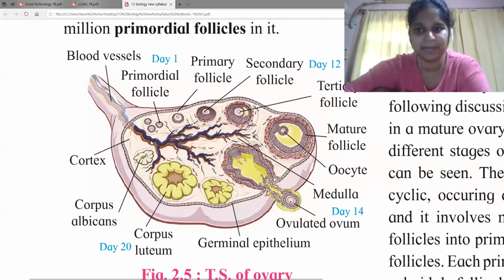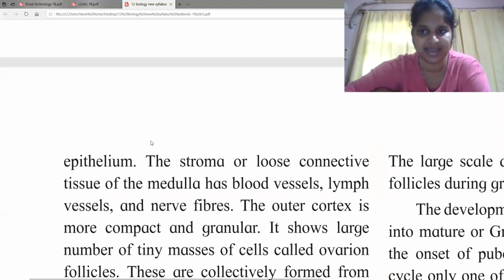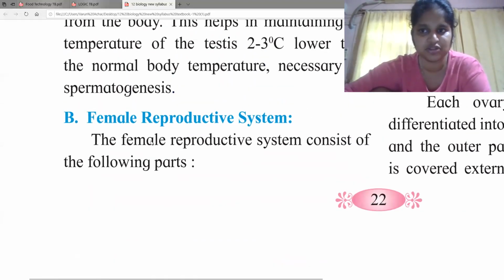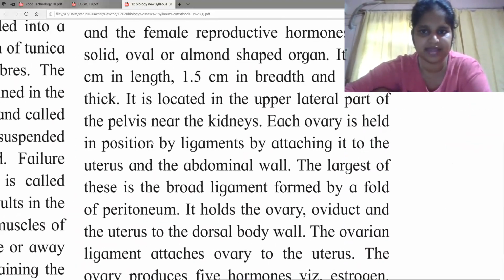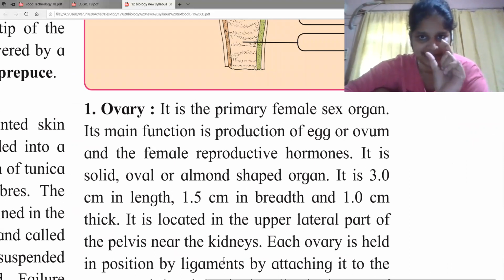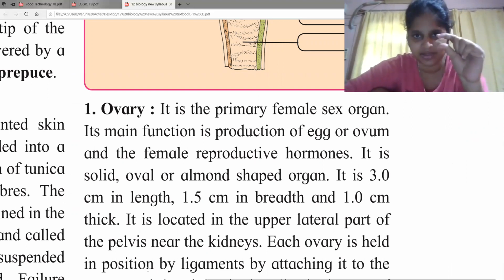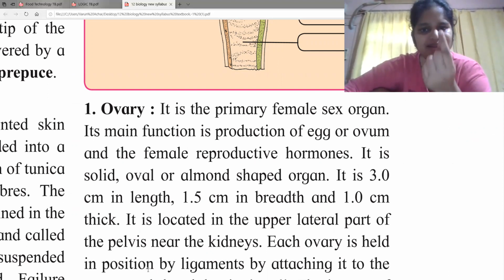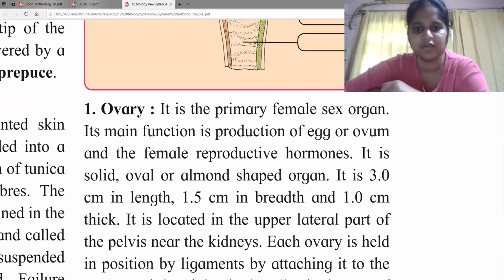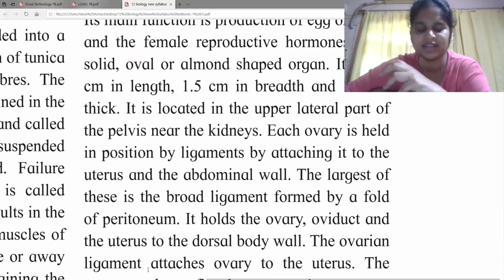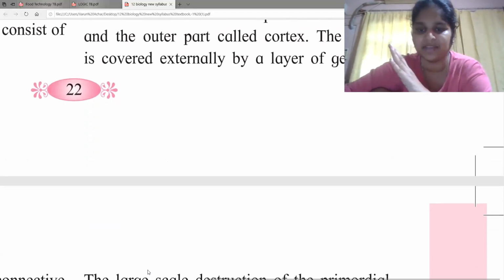Now, when we speak about the dimensions of the ovary, the ovary का size कितना है and what structure it has. So this is what we know about the dimensions of the ovary. Your ovary is 3 centimeter in length, 1.5 centimeter in breadth, and 1 centimeter in thickness. And we already know where it is present, and it is attached by the ovarian ligament to the uterus. Also, it is attached to your body wall by the mesovarium.